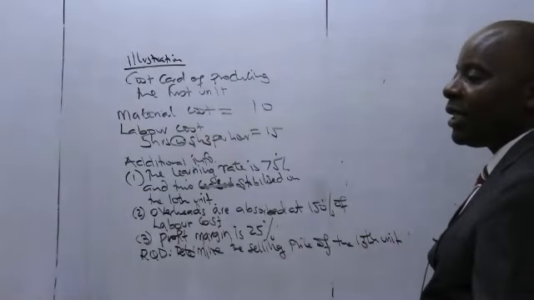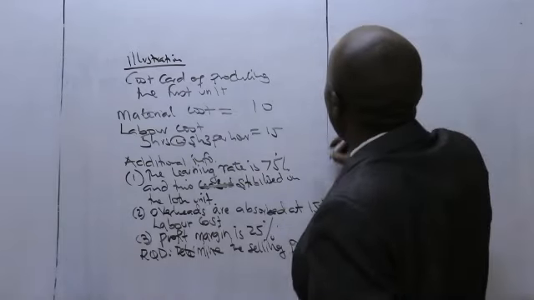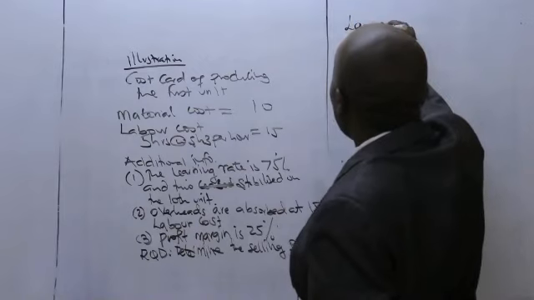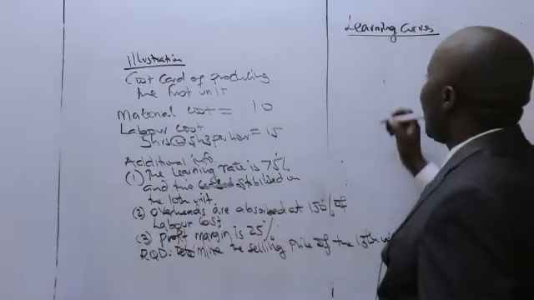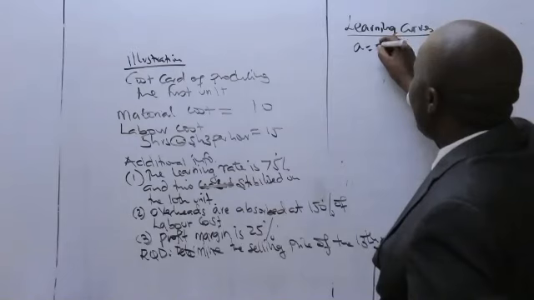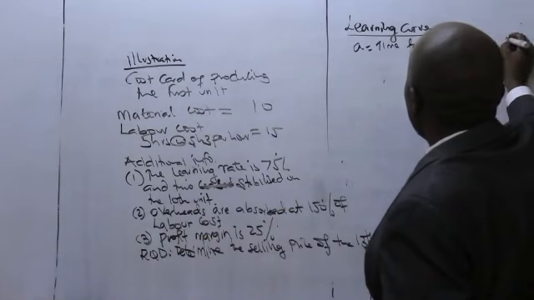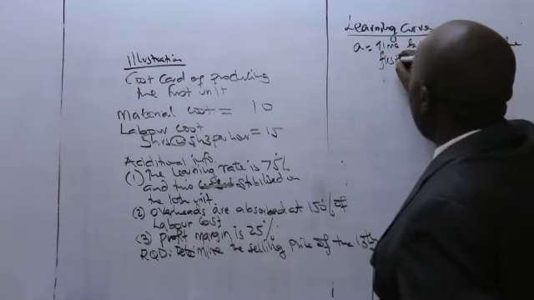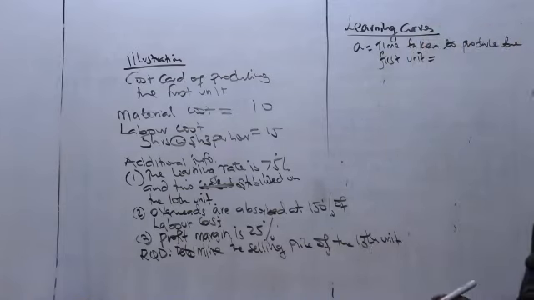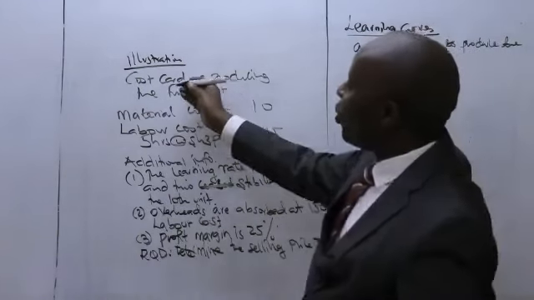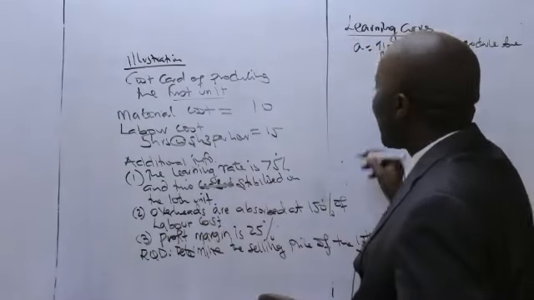So ladies and gentlemen, one thing that we need to remember very fast is that for learning curves, we need two things. Number one, we need A. A is the time taken to produce the first unit. They told us the cost card of producing the very first unit, so the time taken to produce the very first unit here is 5 hours.